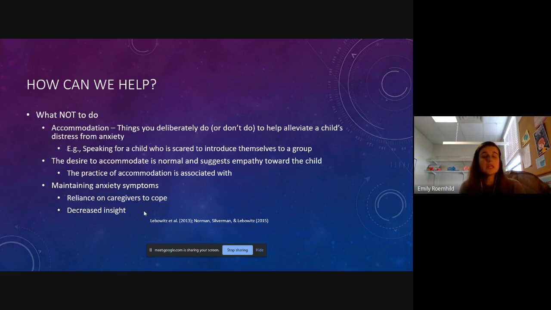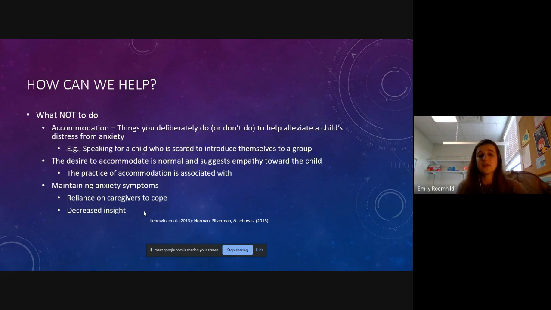So this also leads to decreased insight, where the kid might not know, at what point do I need to use my coping skills? At what point am I okay? At what point do I need to get my caregiver? And the kid has to really rely on the caregiver to cope. But what happens when the caregiver is not there? What happens when you can't rely on somebody else? And we want to make sure that the kid has the skills.